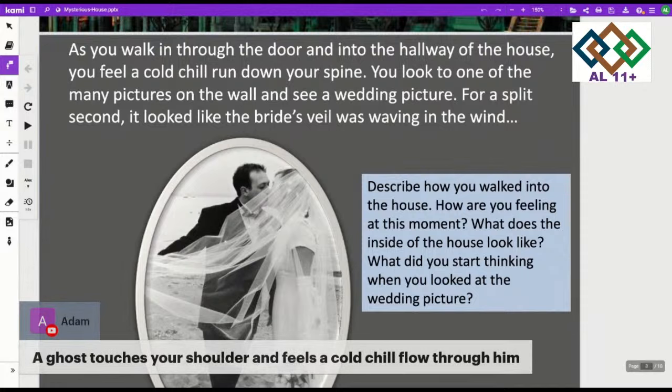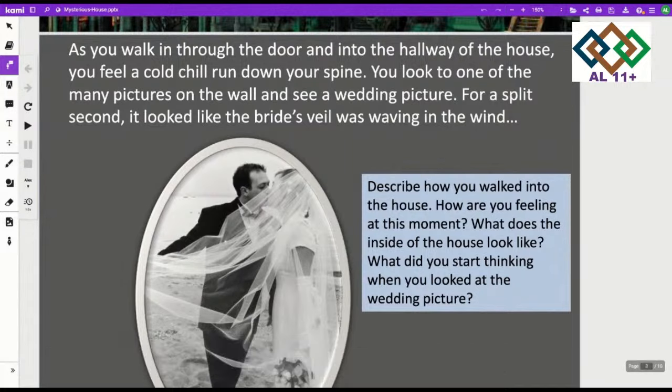A ghost touches your shoulder and you feel a cold chill flow through you. That's a nice one. So basically, you have to think about these things. When you're writing creative writing, something like that, these are the things which I have always told everyone to do: you have to describe your feelings when you're walking inside the house. How are you feeling at the moment?